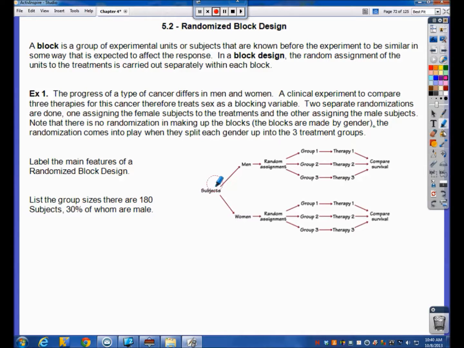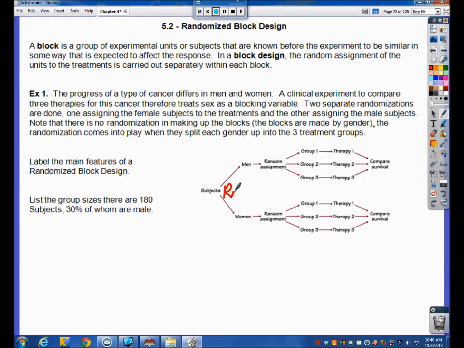But notice here are all of our subjects. First we split them up into the blocks, men versus women. And then once we have all our men together, now we randomly split them up into groups. And the same thing for the women down here. Once we have all the women together, then we randomly put them into groups. Okay?